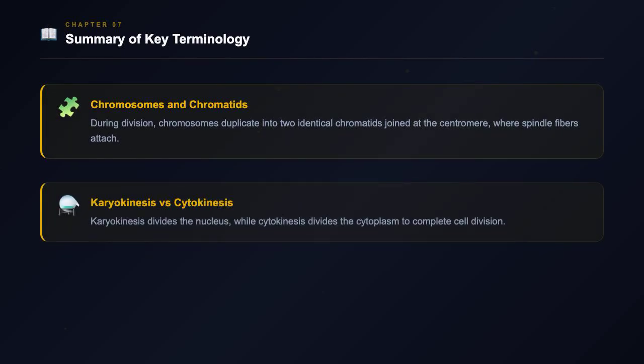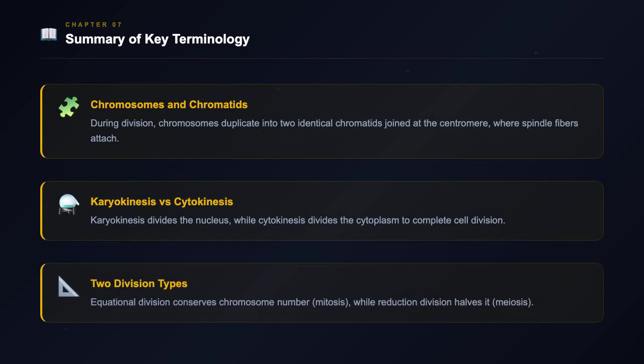The cell cycle is the sequence of events for cell duplication and division. It includes interphase and M-phase, which is mitosis, the actual cell division. During division, chromosomes duplicate into 2 identical halves called chromatids. These chromatids are joined at the centromere, where spindle fibers attach. Spindle fibers are microtubules that pull and move chromosomes. Division has two parts: karyokinesis, which is nuclear division, and cytokinesis, which is the division of the cytoplasm.